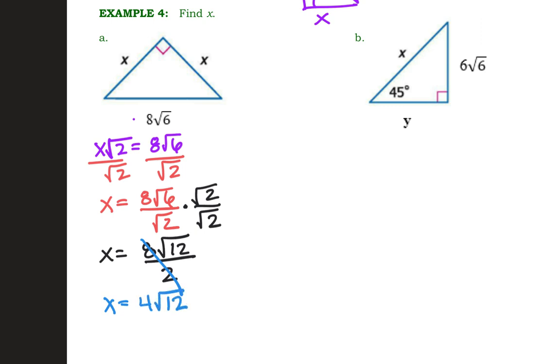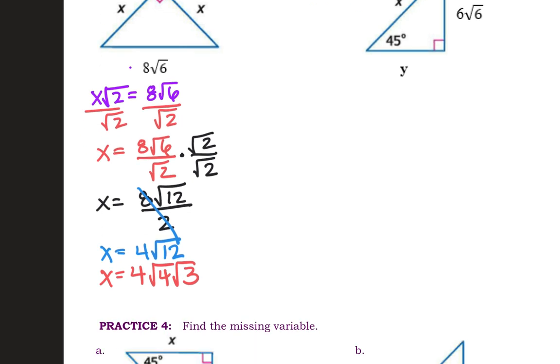Can we do anything else? Yes, you can break down the 12. So this is square root of 4, square root of 3. What's the square root of 4? 2. 4 times 2. What does that get us? 8 square root of 3, good. And those would be our legs.